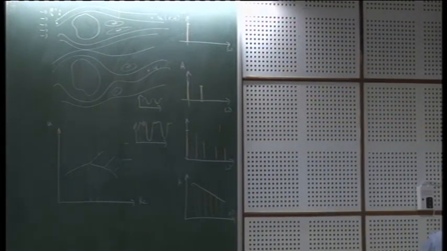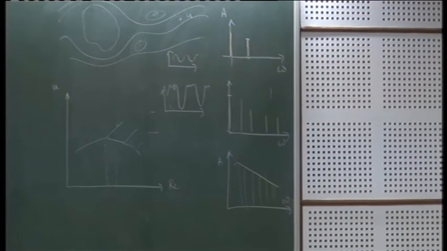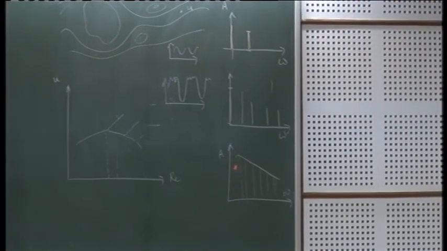Very complex. So the steps from 1 to 2 and from 2 to 3 and from 3 to 4 are a consequence of successive Hopf bifurcations in time. So the eigenvalues cross the imaginary axis. Well, now the important thing is what happens in case 4. Okay, let's consider case 4, turbulence. Let's consider case 4, which is turbulence, which is written here.